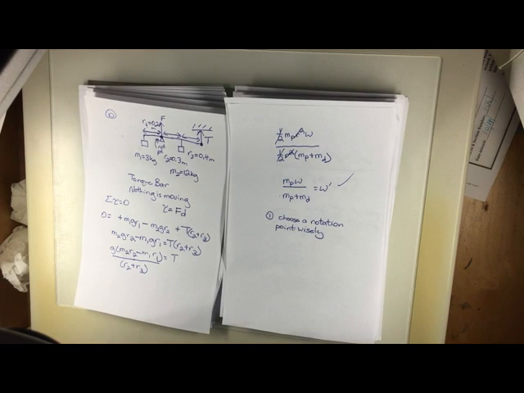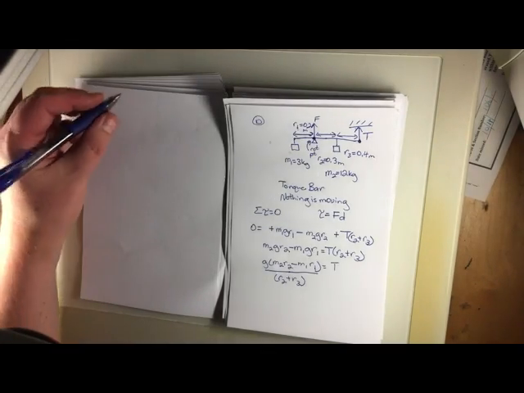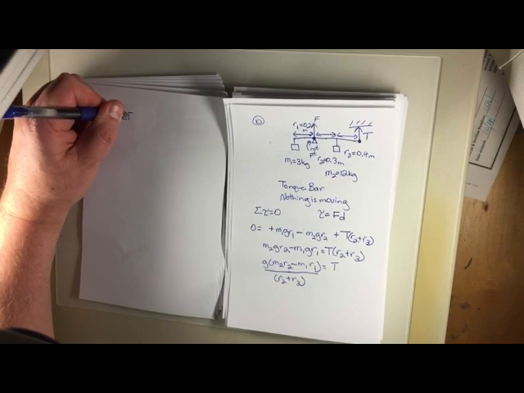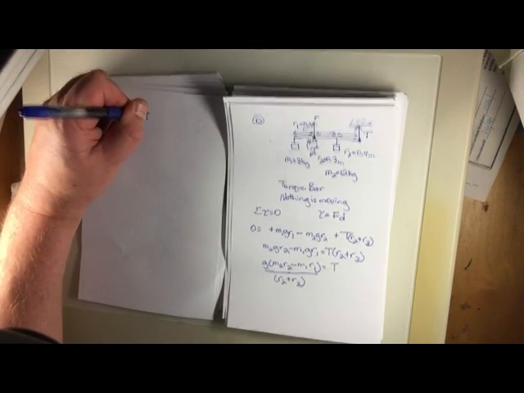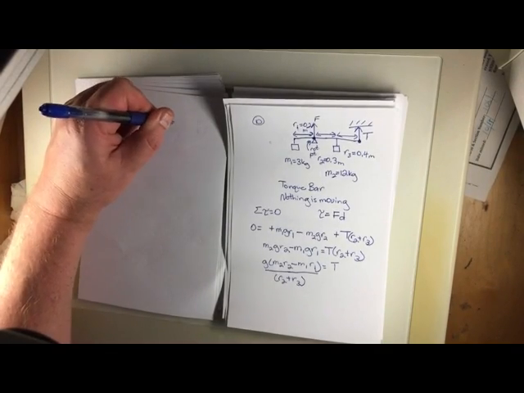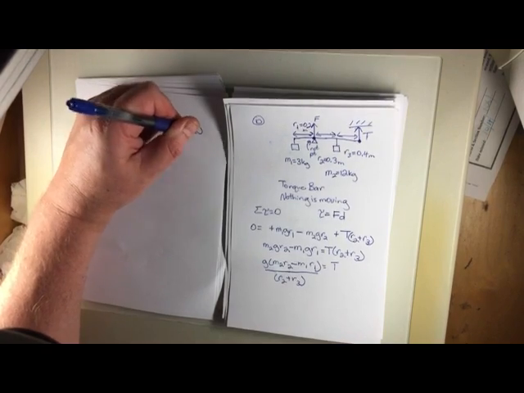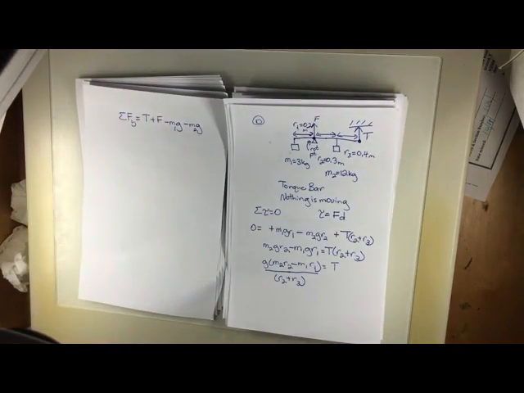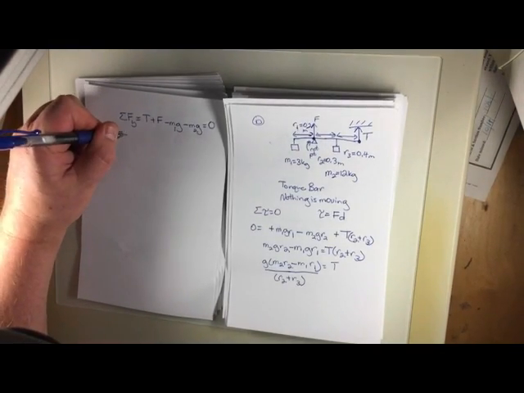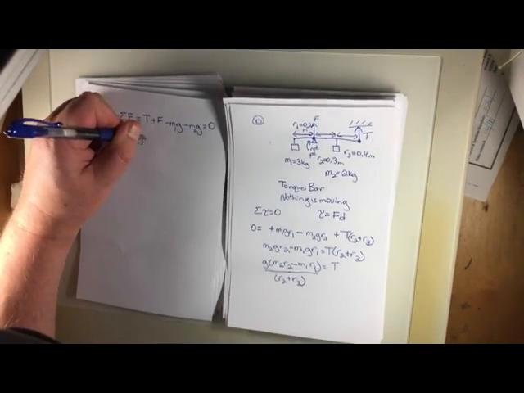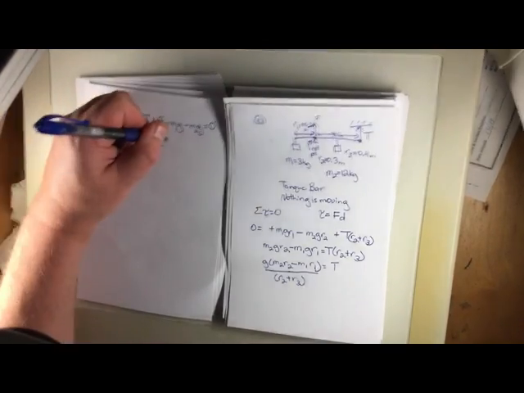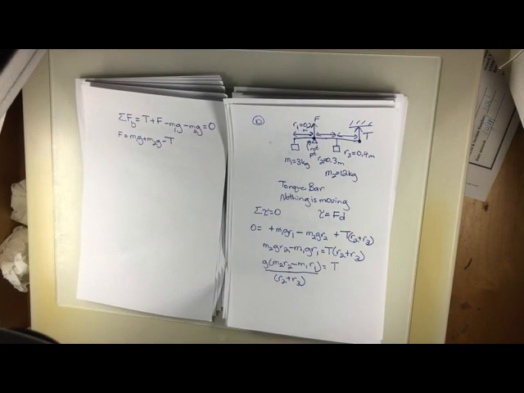And that's the tension. Now you can plug and chug. The last bit is, you know this thing is not moving vertically. So the upward forces minus the downward forces is equal to 0. I'm looking for F. So F is M1G plus M2G minus tension. And we're left with the force. And that's it. That's the whole thing.